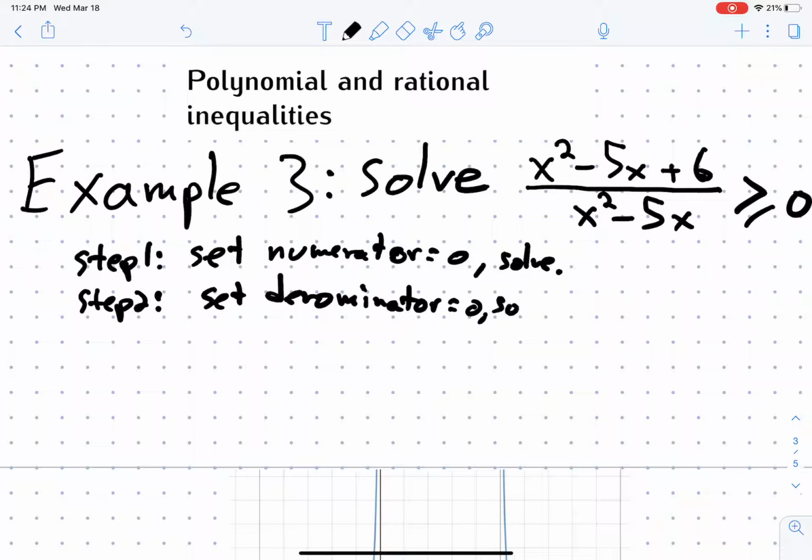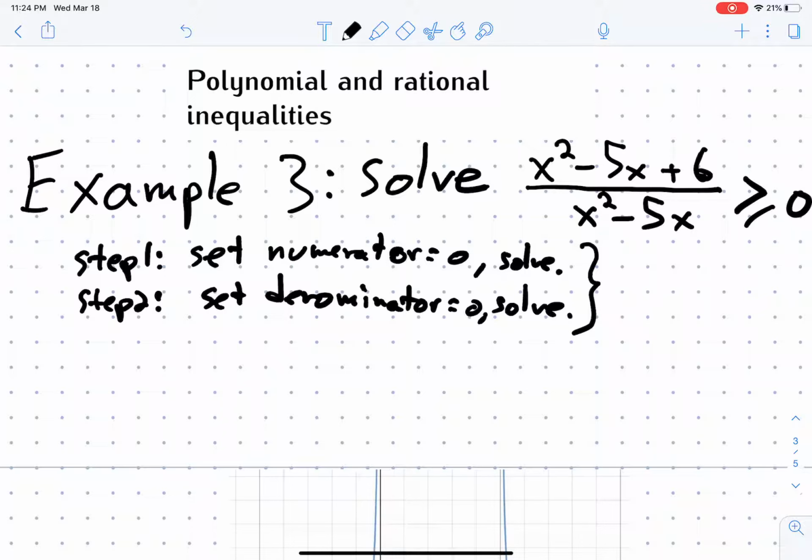And solve. That will give us the places where it's undefined. That'll help us find where those asymptotes are. And if we find all of the values here, we're going to use all of the values in step 1 and step 2 to break up our number line into chunks, into intervals. And then, just as we did above, we're going to test each interval by picking a point in it and seeing whether the function is positive there or negative there.